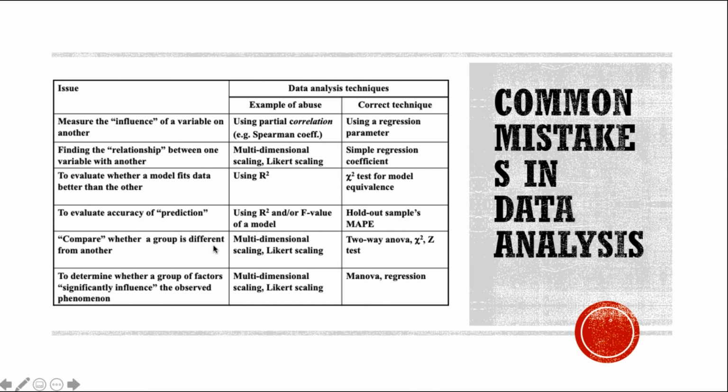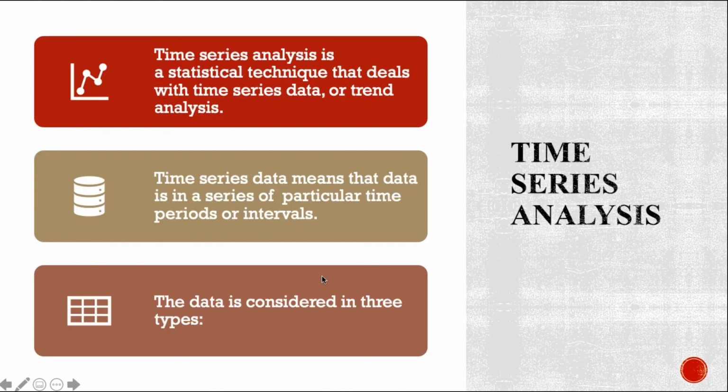To compare whether a group is different from another, maybe you use multidimensional scaling, which is wrong. You must use two-way ANOVA or Z-test. Or maybe you want to determine whether a group of factors significantly influences the observed phenomenon. Then you use multidimensional scaling, which is wrong. You must use MANOVA or regression.